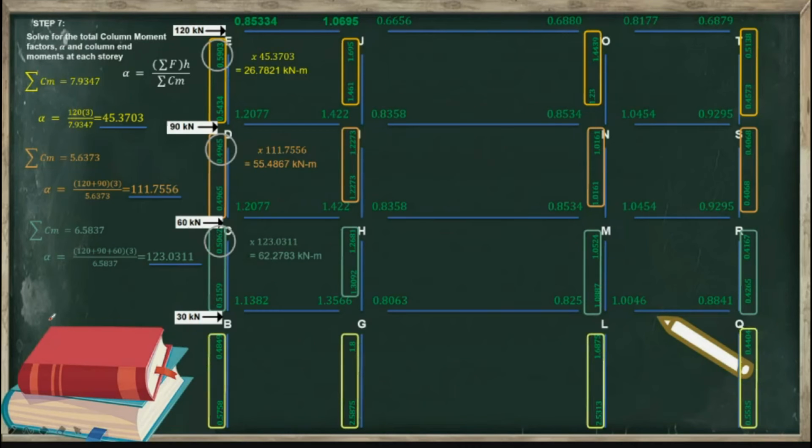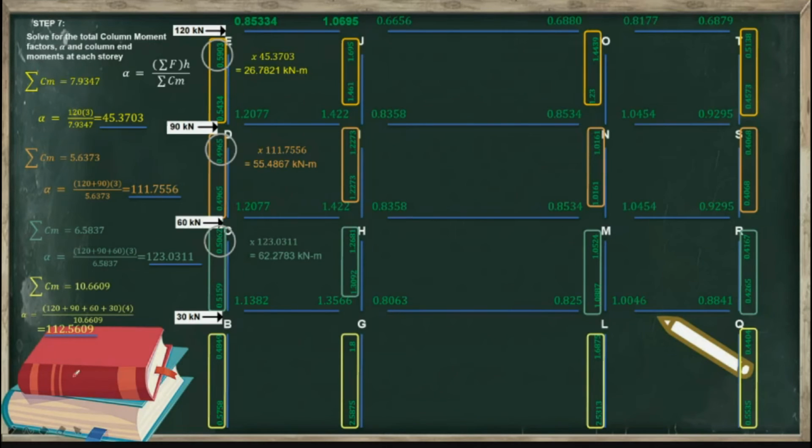And then last, sa first floor. So again, summation of all the column moment factors, we will get 10.6609. So kay alpha na tayo naman. And dahil nasa first floor na tayo, lahat na ng lateral forces ay kinikere niya. So we have 120 plus 90 plus 60 plus 30. And then ang height na natin dito sa first floor is we have a 4 meter high of the column. So divided by the cm, we will get 112.5609.